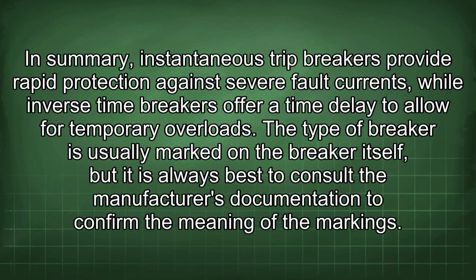In summary, instantaneous trip breakers provide rapid protection against severe fault currents, while inverse time breakers offer a time delay to allow for temporary overloads. The type of breaker is usually marked on the breaker itself, but it is always best to consult the manufacturer's documentation to confirm the meaning of the markings.